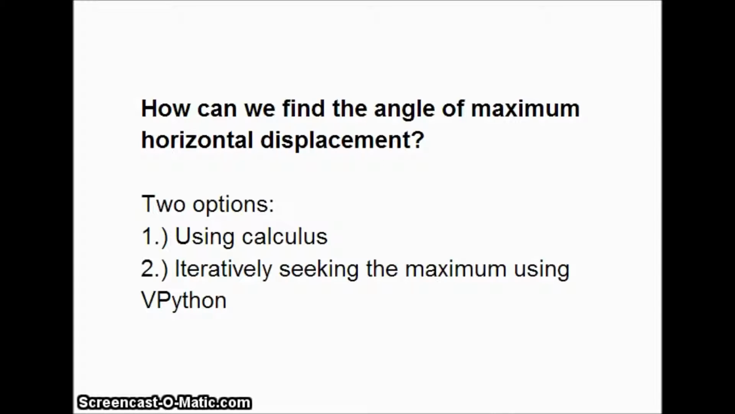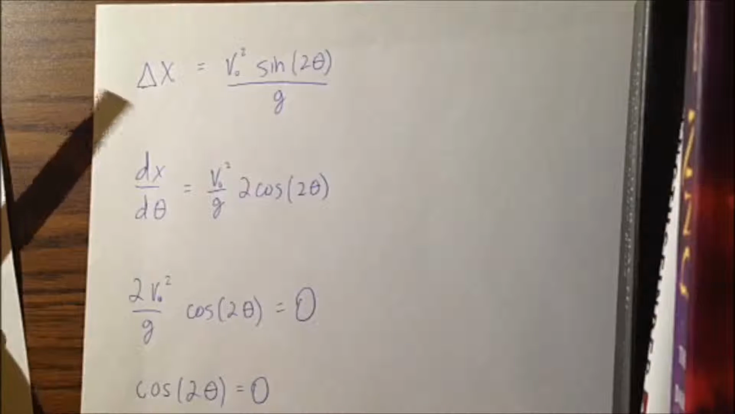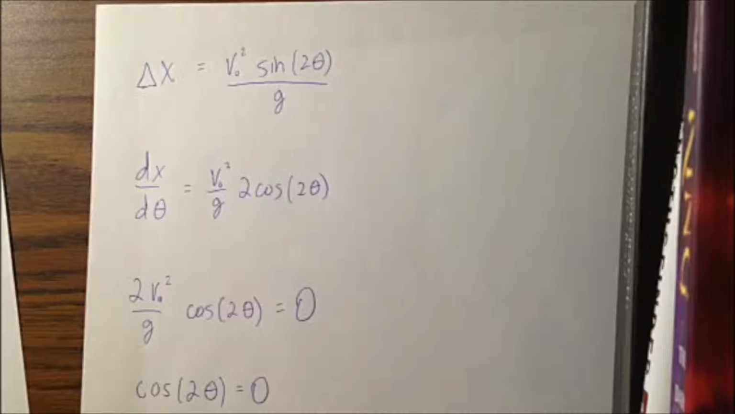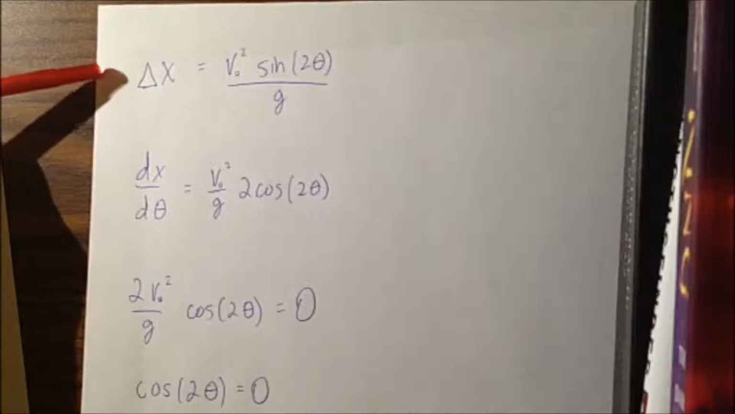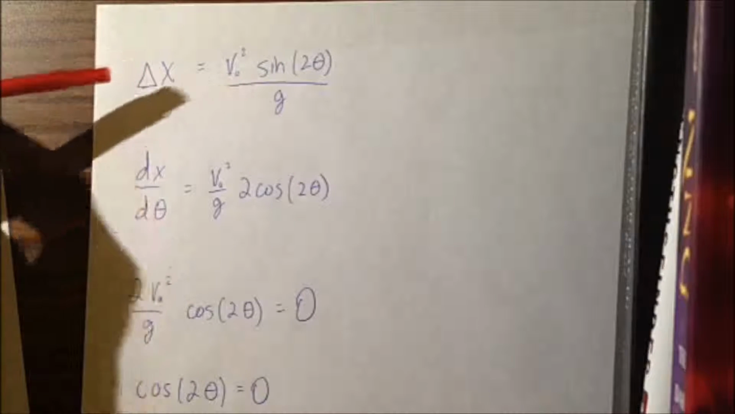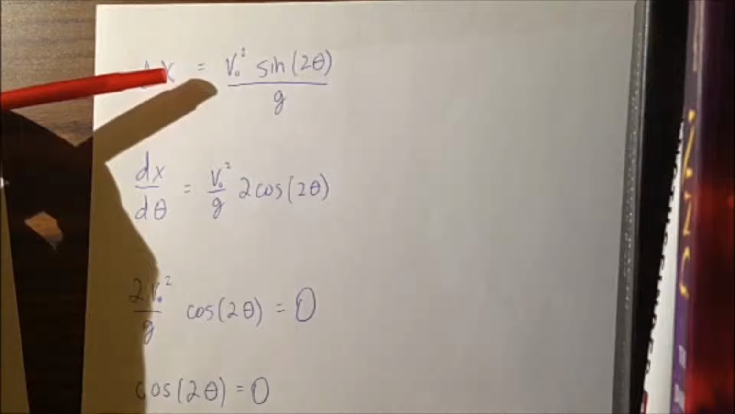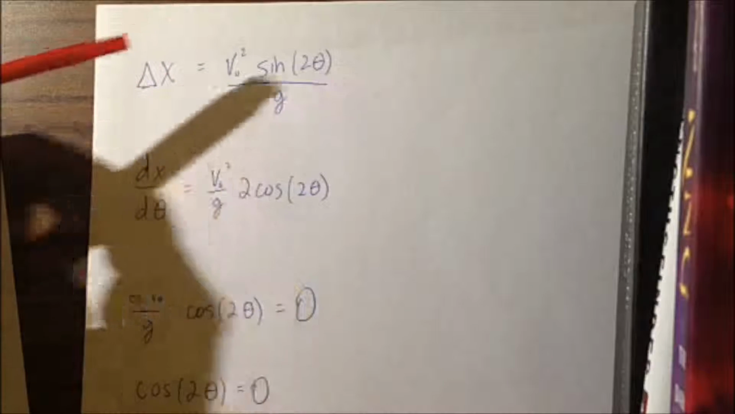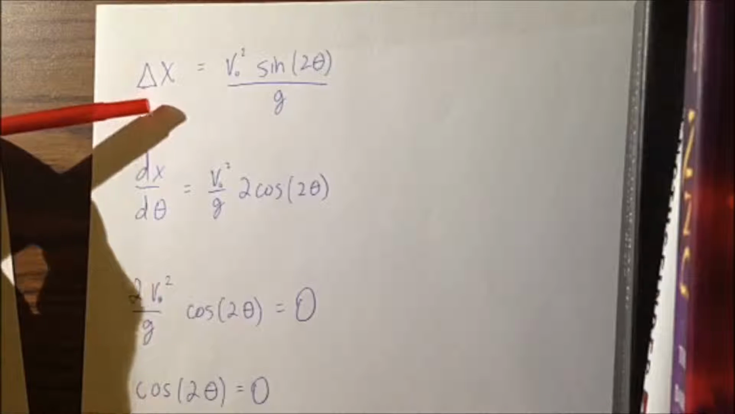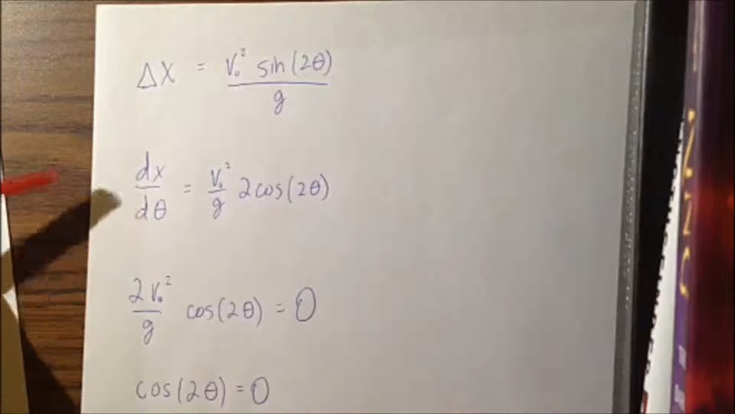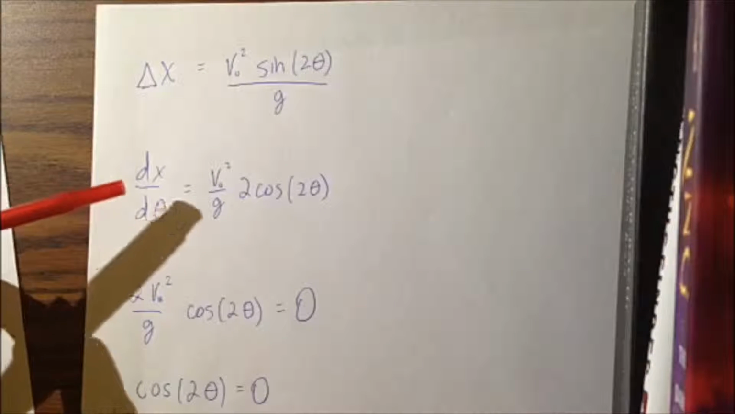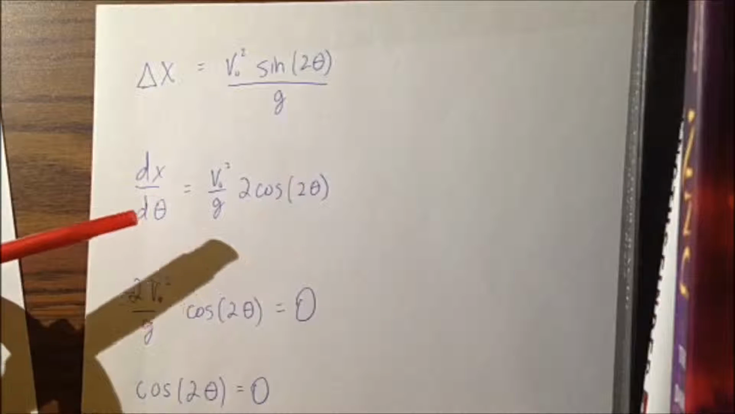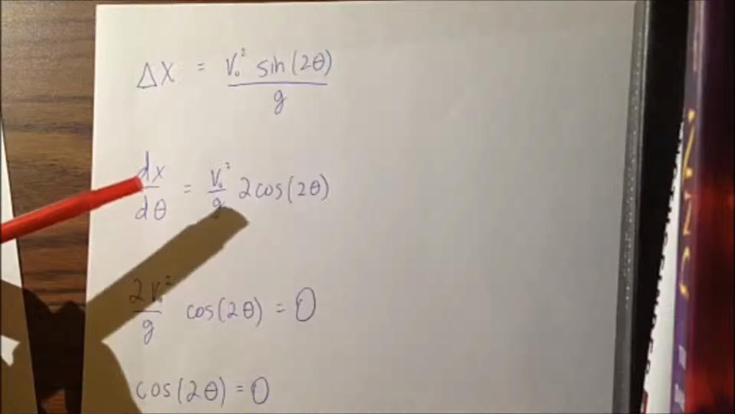There are 2 options. 1, using calculus, and 2, iteratively seeking the maximum using VPython. We'll try both. Let's use calculus to show what the angle of max x displacement would be. The formula for x displacement in 2D projectile motion is that delta x is equal to the initial velocity squared times the sine of 2 theta, the angle at which it was thrown, divided by the acceleration due to gravity. So taking the derivative of that with respect to theta, we get the initial velocity squared over the acceleration due to gravity times 2 cosine of 2 theta.